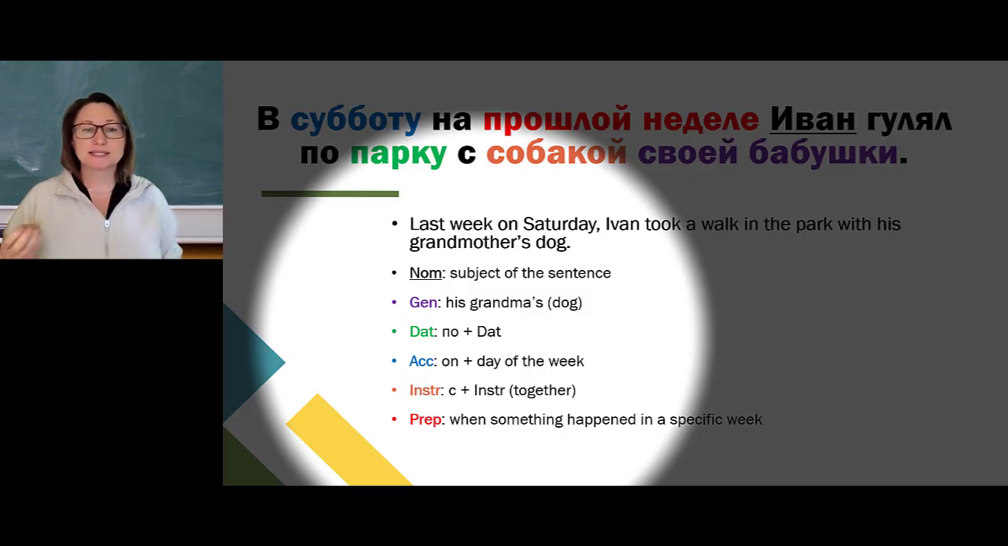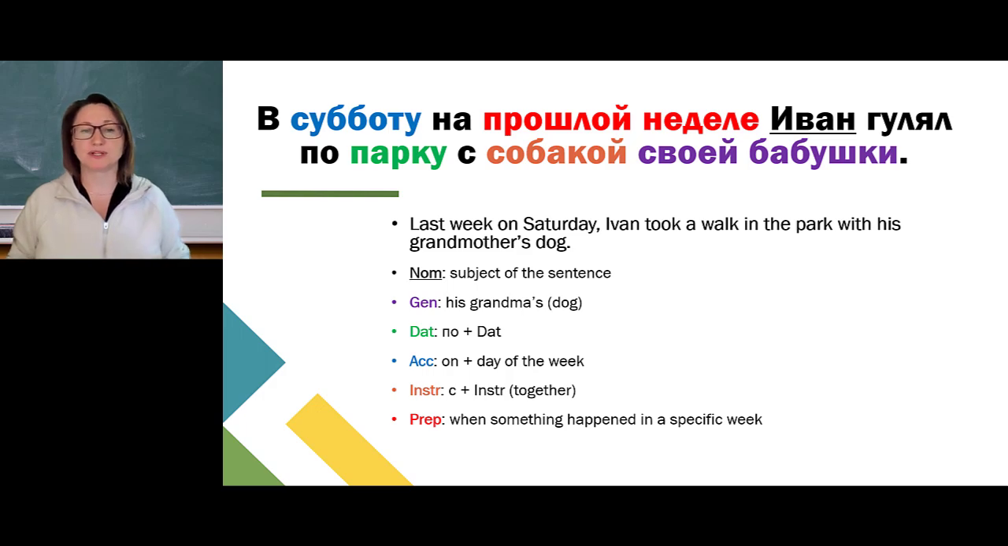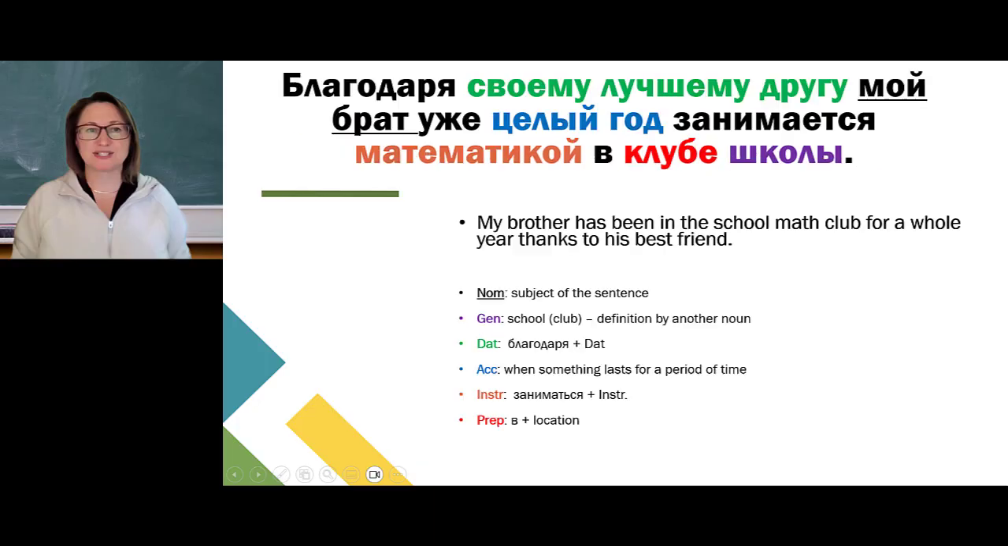Instrumental is с собакой. С plus instrumental when it's joint action. And in English, I know you're saying to walk the dog. So the dog is basically the indirect object. But in Russian, we say to walk with the dog as a joint action. And finally, the prepositional was на прошлой неделе, when something happened in a specific week, takes the prepositional case. Okay, here's another example.